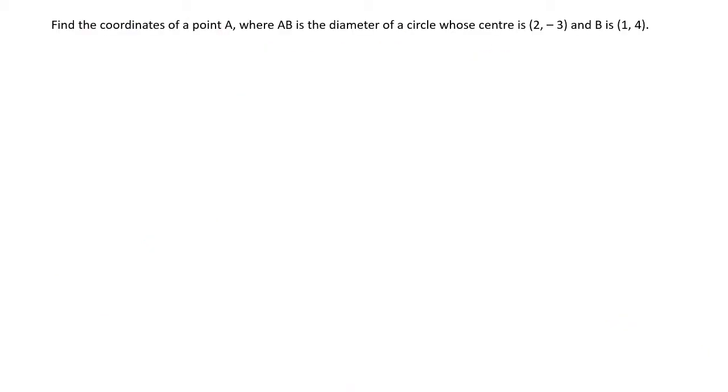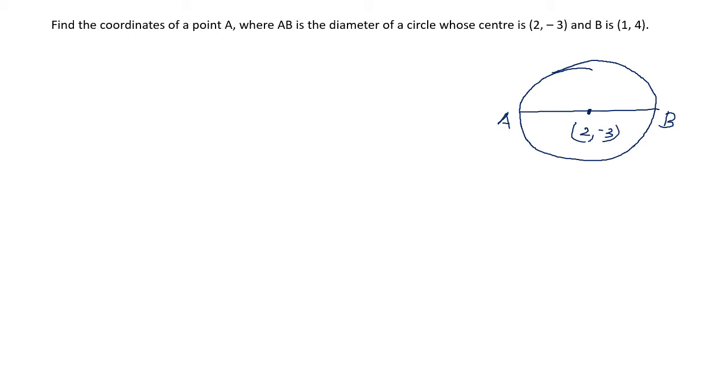Now moving on to the next question. Find the coordinates of point A where AB is the diameter of a circle. So we have a circle here, and let this be the circle. Then we have AB as the diameter. AB is the diameter of the circle and whose center is 2, minus 3. So the center we'll write as 2, minus 3. B is 1, 4. You have to find point A. Point A is x, y.